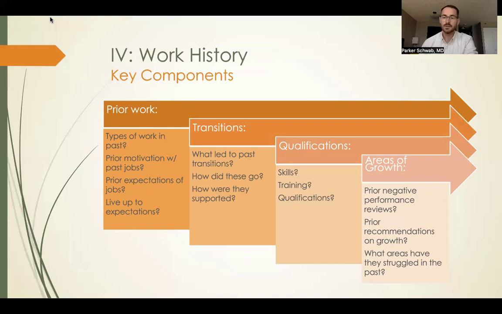And then also, if the patient's having a hard time with employment, or if they're unemployed, that might help you navigate what might be realistic options for those patients to pursue in terms of their career going forward.